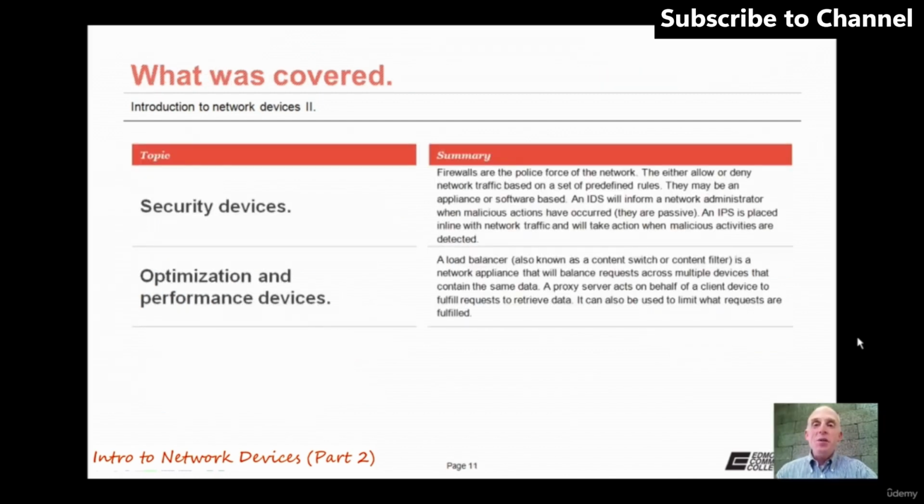Now that concludes this session on the Introduction to Network Devices Part 2. We talked about some security devices that you may find on your network, and we concluded with optimization and performance devices that may also be present.